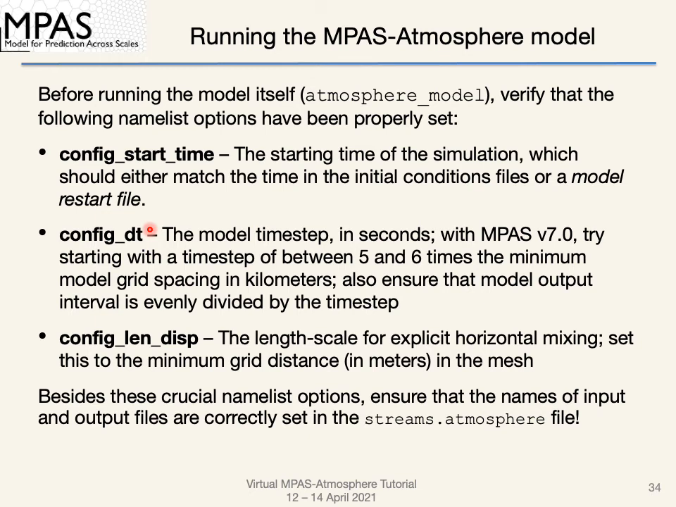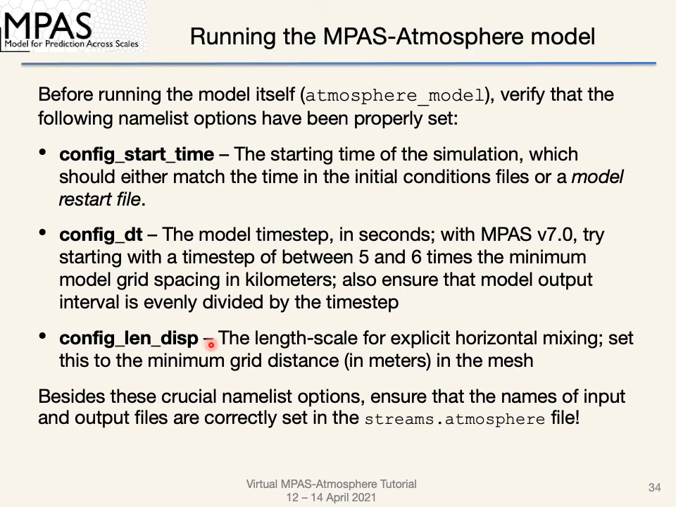A reasonable way to choose a value here is to take the minimum horizontal grid distance in your model domain in kilometers, multiply it by about 5 or 6, and then round down to the nearest number that evenly divides your model output interval. So for example, for the 120 kilometer mesh, we might choose a model time step of 720 seconds. That's 6 times the model horizontal grid distance, and it also conveniently evenly divides 3,600 seconds. So if we had an hourly output interval, that would all work out nicely.